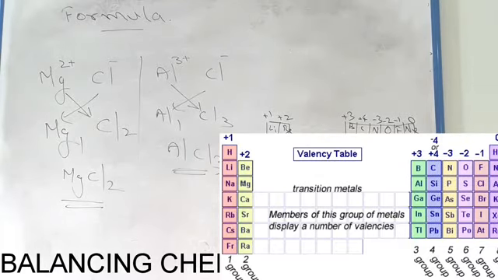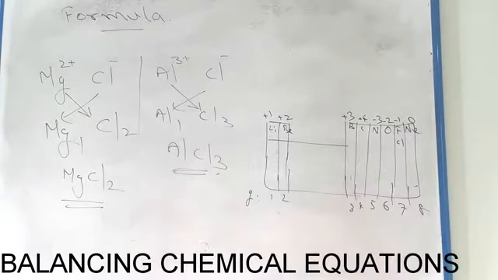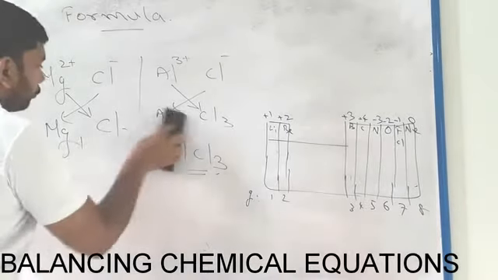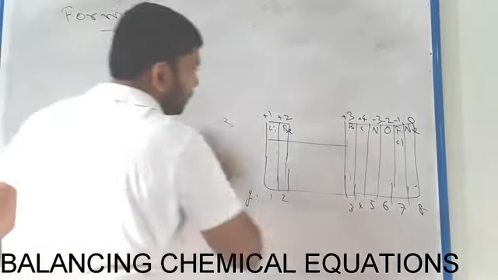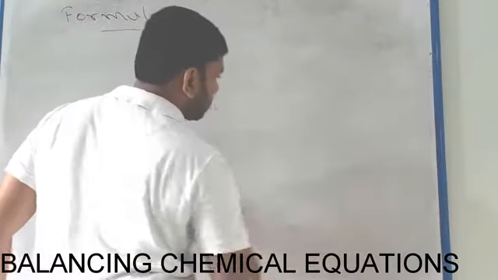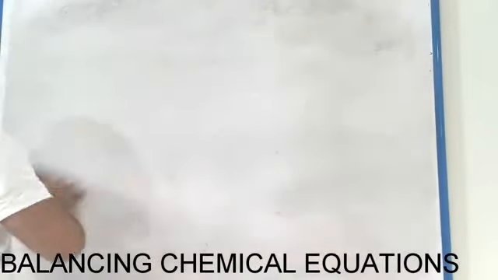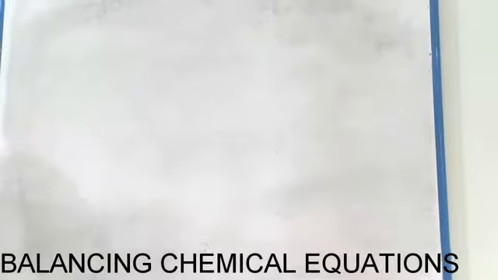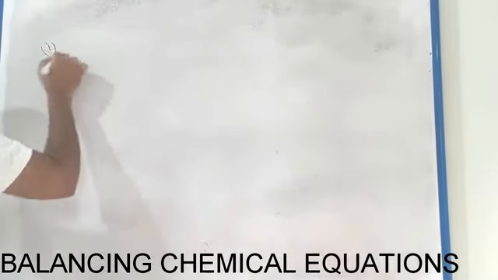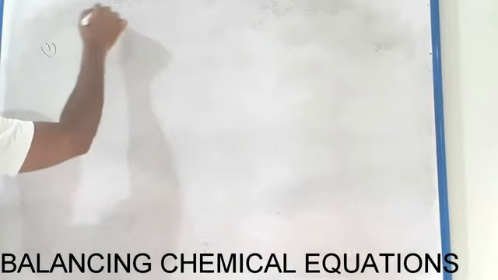After this, we have some examples of how to balance a chemical equation. Balancing chemical equations. First one, simple: hydrogen plus oxygen giving water. Balance the chemical equation.